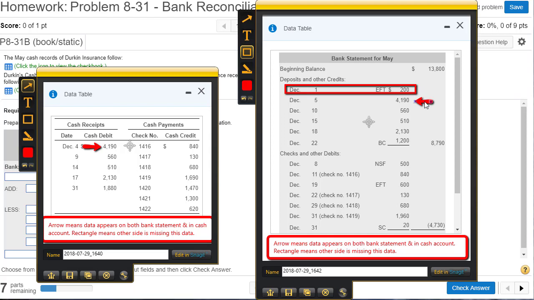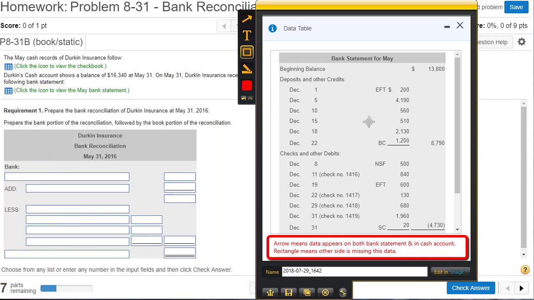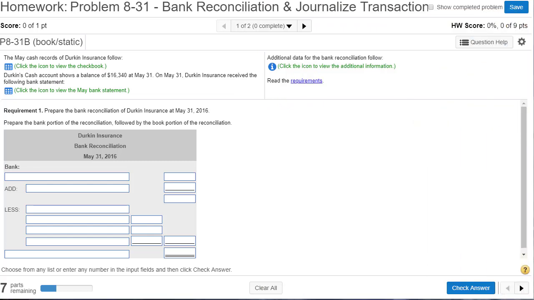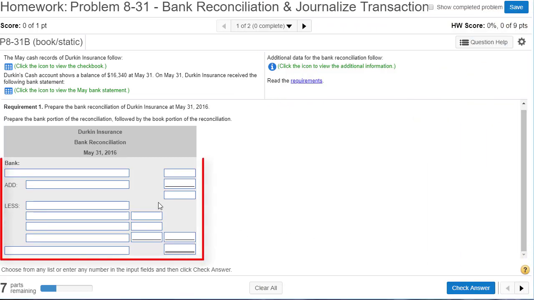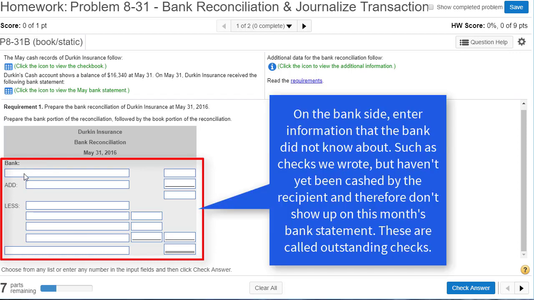So let's start over. Get rid of those, so we'll start from scratch. And notice in the homework, if I scroll down, they make us do the bank side first. So remember, on the bank side, we're going to be entering information that the bank did not know about. We'll do any additions that the bank did not know about and any subtractions that the bank did not know about. Additions would be deposits in transit, and subtractions would probably be outstanding checks.